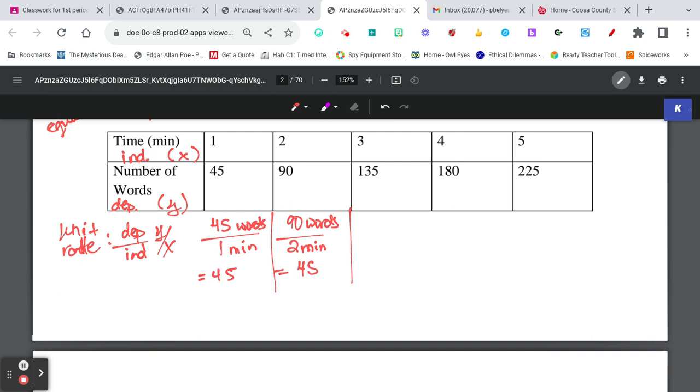All right. Now, if they type 135 words in 3 minutes, is their speed remaining constant? Let's see. Yes? So they're still typing 45 words per what?